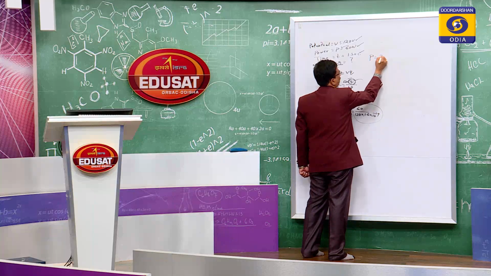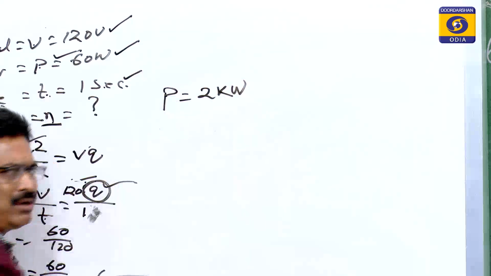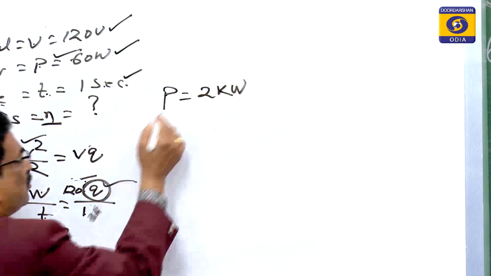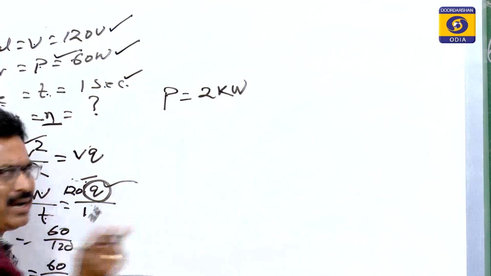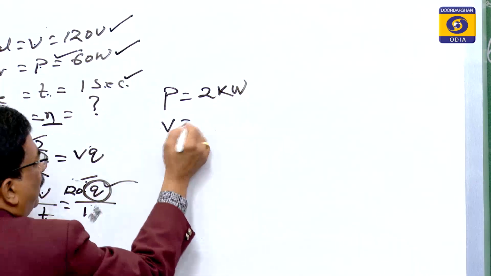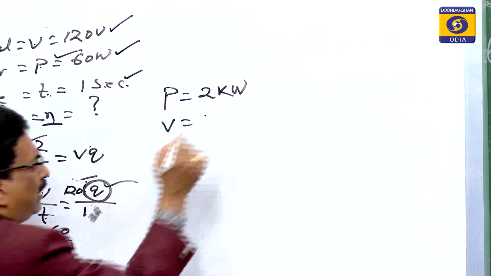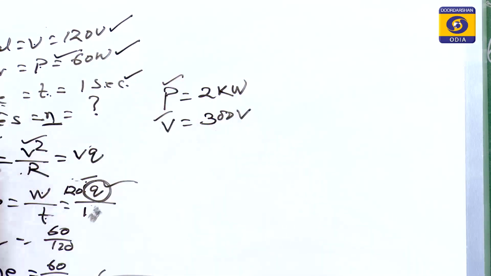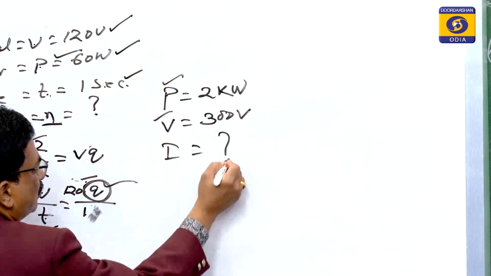So, the power is equal to 2 kilowatt and it is connected to a 300 volt DC supply. So, V will be 300 volt. P and V are given, and we have to calculate the current through it. Current means I is equal to question mark.